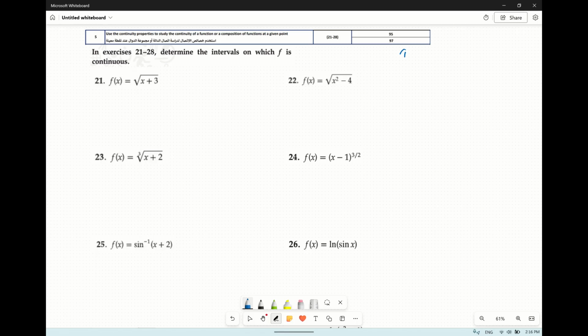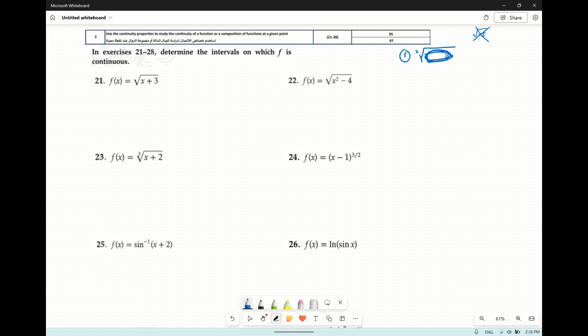Number 1, whenever you have a square root, it means that the index here is 2. A square root function is continuous only when the inside is positive. So for example, when you put square root of minus 5 in your calculator, it will give you an error. So to find where a square root function is continuous, all you need to know is when is the inside positive.